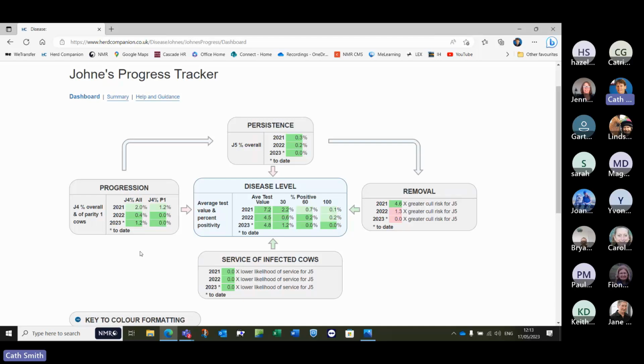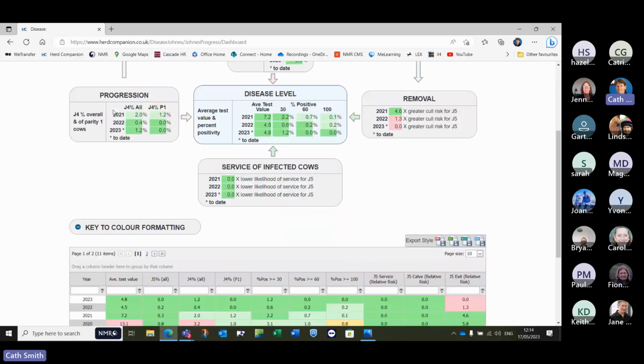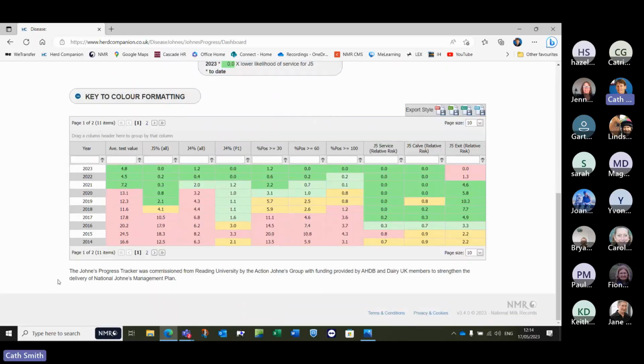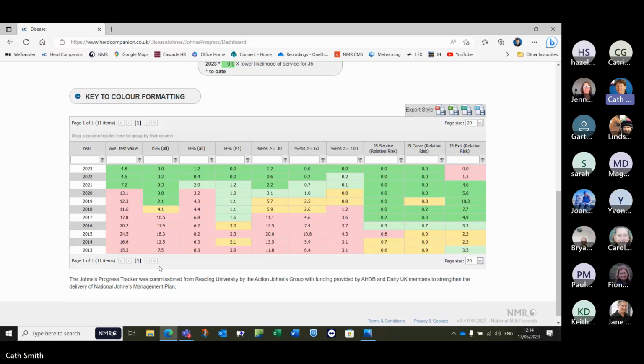But the colour on here is important as well. Now, if we go to this bit down here, it puts all that data going further back. So again, since we started testing on Johne's, I can change my page. So let's go to 20. Unlikely to have 20 years or so, but we've got the test values for every year that we've been testing Johne's, proportion of the herd that are J5s. So these headings, you can just hover the mouse over if you need clarification on what they mean. So proportion of the level of infection.